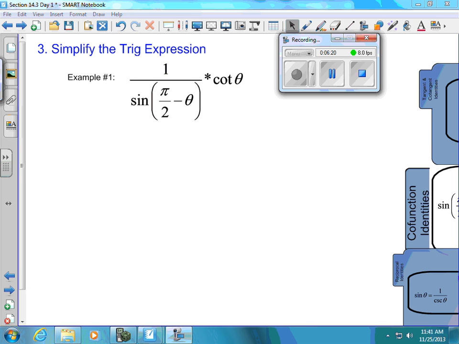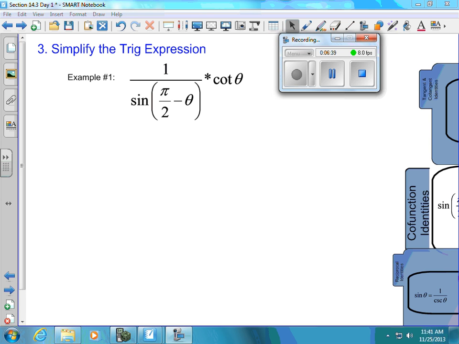Okay, so the other part of this lesson is simplifying. Tomorrow we're going to do verifying, which is like proofs. But we're going to kind of baby step our way there. Today we're going to do the simplifying. So we want to take this expression, 1 over the sine of pi over 2 minus theta times cotangent of theta, and we want to simplify it.